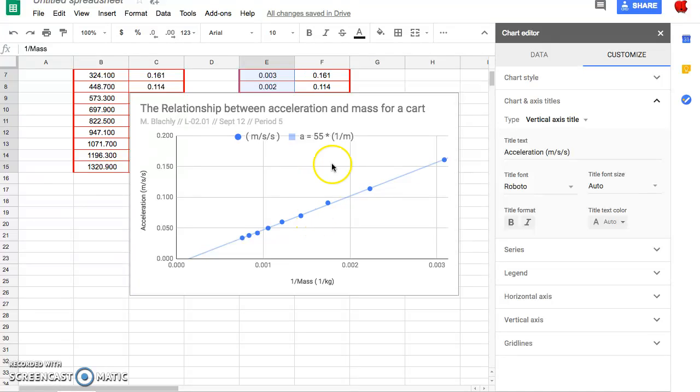So this is your math model right here. The acceleration equals 55 times 1 over the mass, except you might have a different slope. And back on your summary page, you can put in your math model and also the conclusion, which is we found the acceleration is proportional to 1 over the mass. Or another way to say that is the acceleration is inversely proportional to the mass. So what we found was that as the mass goes up, the acceleration goes down. They are inversely related. So that lets you finish up your lab.